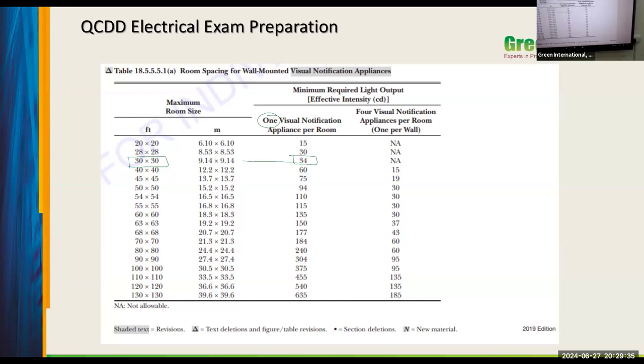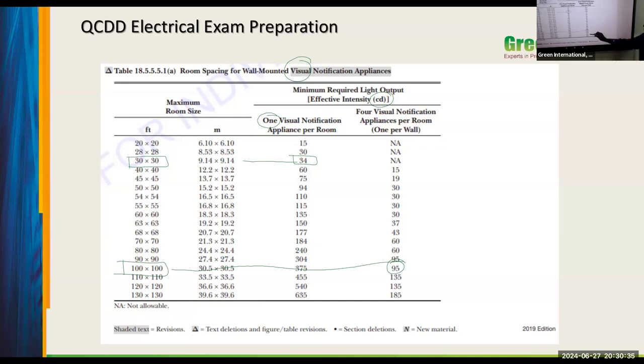Suppose, because here they use the word visual notifications, that's why I use the word candela. In our exam, they give us different room sizes. Suppose in your exam, they ask that you have a room 100 by 100. If you are supposed to use 4 visual notifications, what is the capacity of this one? So 95. 1, 2, 3, 4. Yes, 95. That means 95 candela, we need to install 4.